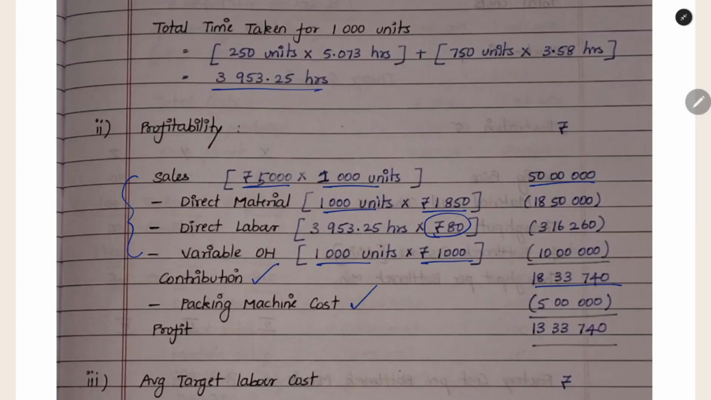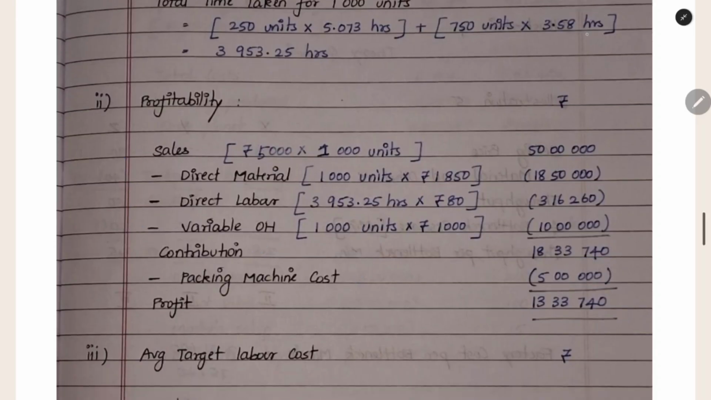After that, you are reducing the packing machine cost, which is the fixed cost, which you have to specially purchase for this product. Now, this is the net profit which you are getting by selling this product. The total profit is 13,33,740. Now, we can see the next two parts of the question.